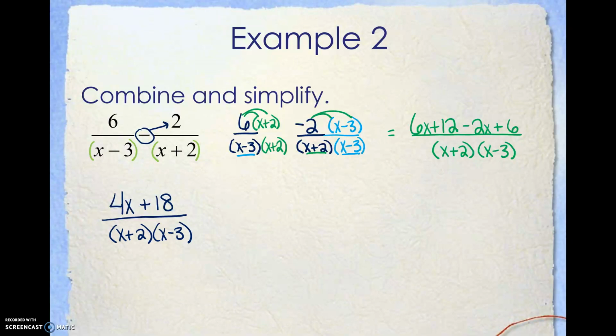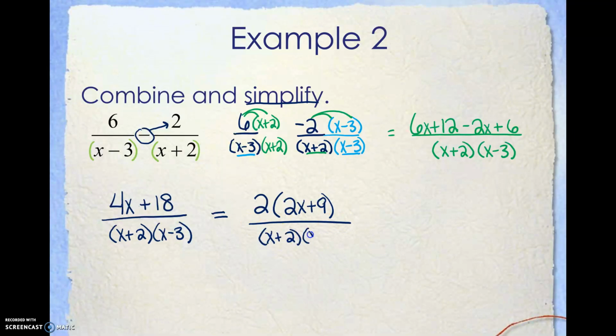And it'd be nice if we were done. But we can't be done because it's not fully simplified. It says combine and simplify. What do 4x and 18 have in common? 2. And that would leave you with 2x plus 9. And your denominator is x plus 2, x minus 3.